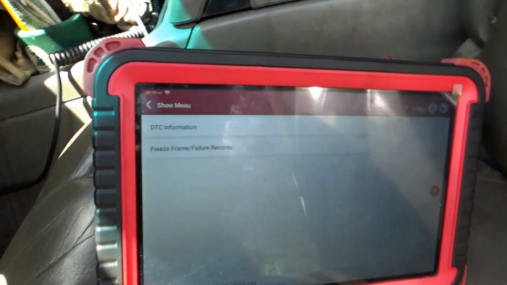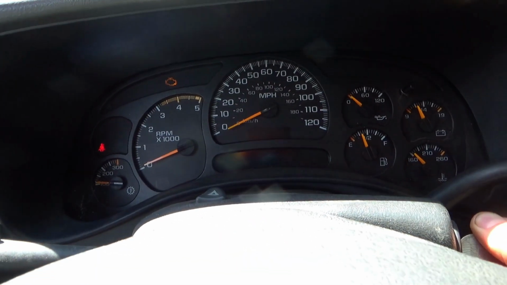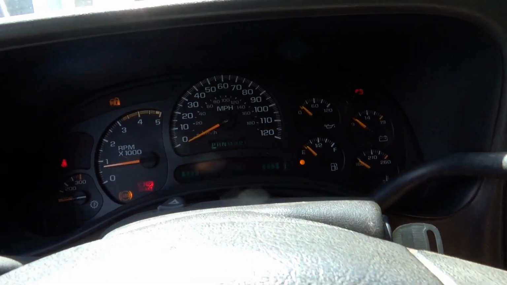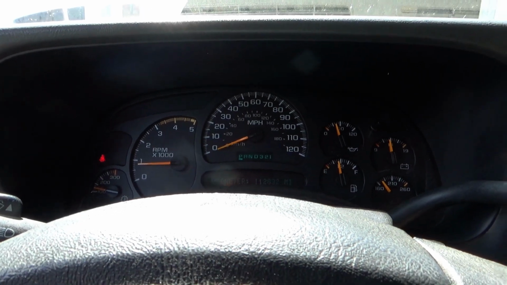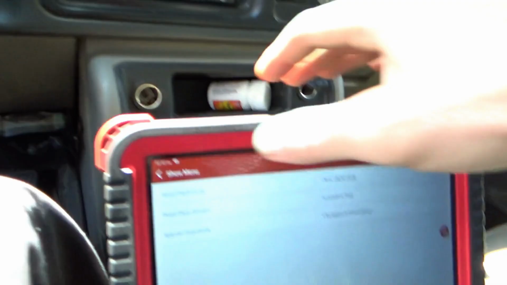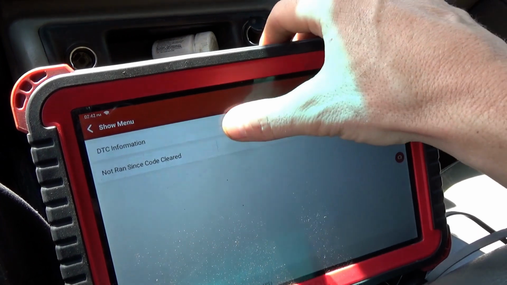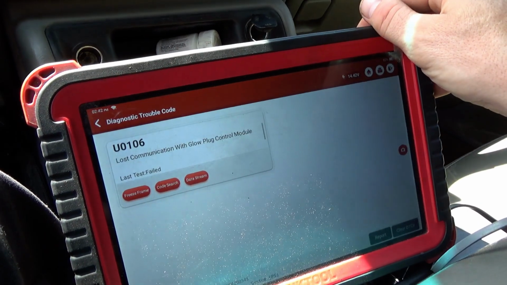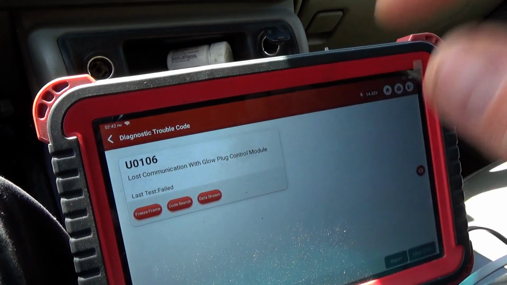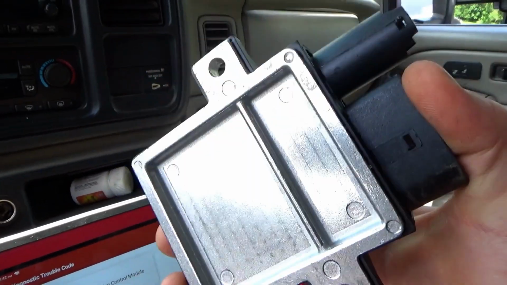Let's reinstall everything, take it for a test drive. Alright, let's fire this bad boy up. Doesn't need glow plugs when it's this warm. So no check engine light yet. We'll read fault code right now and then we'll take it for a test drive. There you go, lost comm with glow plug control module. That's the only code left, as expected. Bad glow plug module.